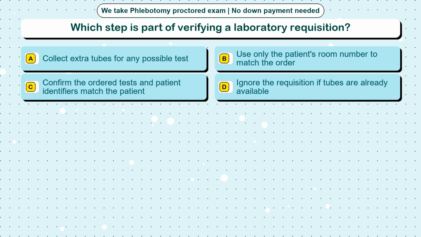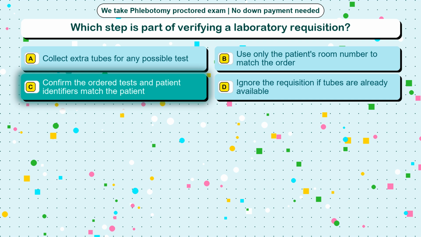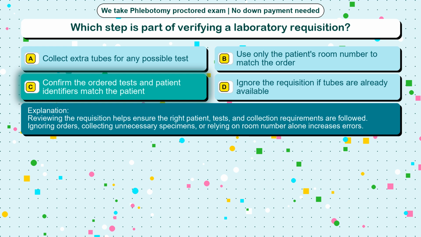Question 52. Which step is part of verifying a laboratory requisition? Option A, collect extra tubes for any possible test. Option B, use only the patient's room number to match the order. Option C, confirm the ordered tests and patient identifiers match the patient. Option D, ignore the requisition if tubes are already available. The correct answer is option C, confirm the ordered tests and patient identifiers match the patient. Reviewing the requisition helps ensure the right patient, tests, and collection requirements are followed. Ignoring orders, collecting unnecessary specimens, or relying on room number alone increases errors.